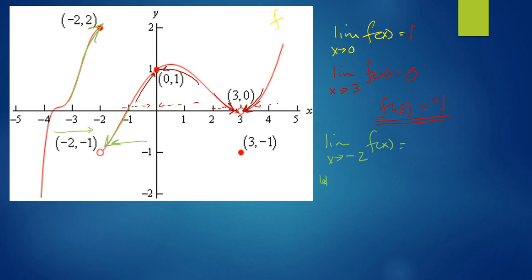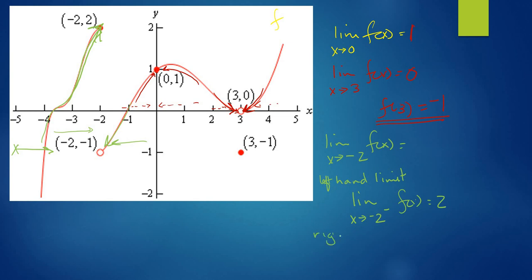So my left-hand limit is the limit as x approaches -2 from the left, from this side of the graph, coming this way. And as I approach -2 from the left, the limit of f of x, coming from the left, I'm following my graph left to right, is 2.